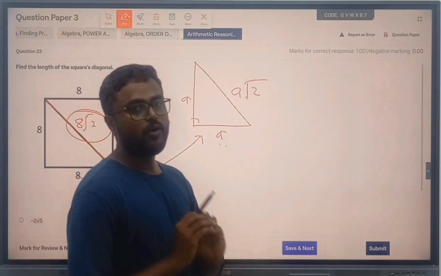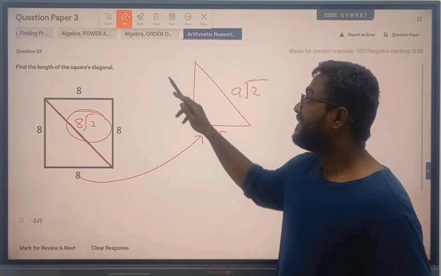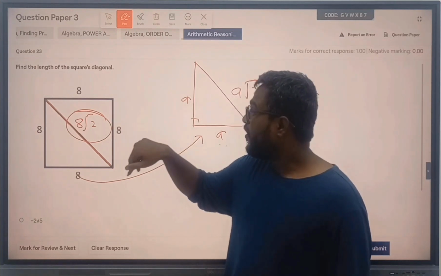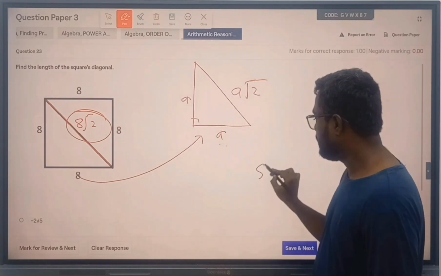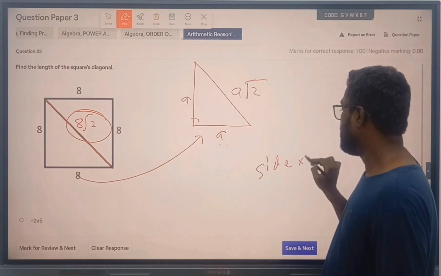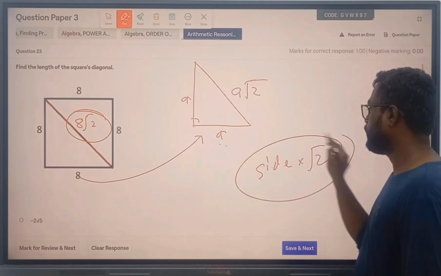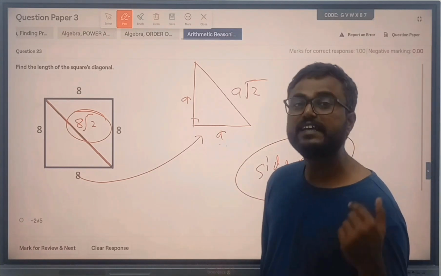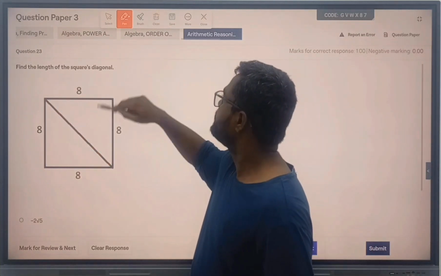It is applicable in all the cases of square. So the diagonal length of any square would be nothing but side times square root of 2. Okay, with that knowledge, let's move on to the next question.